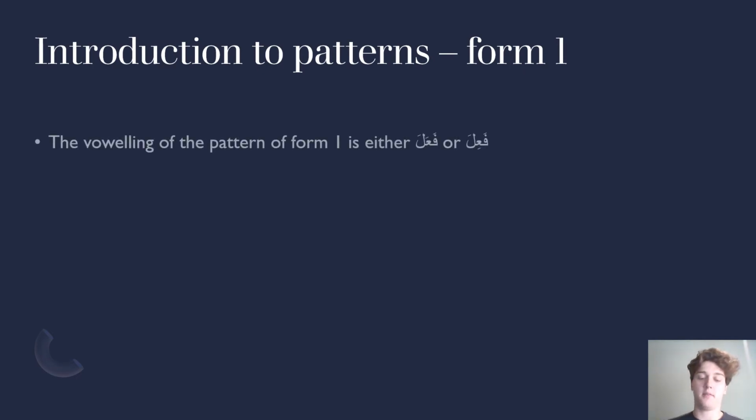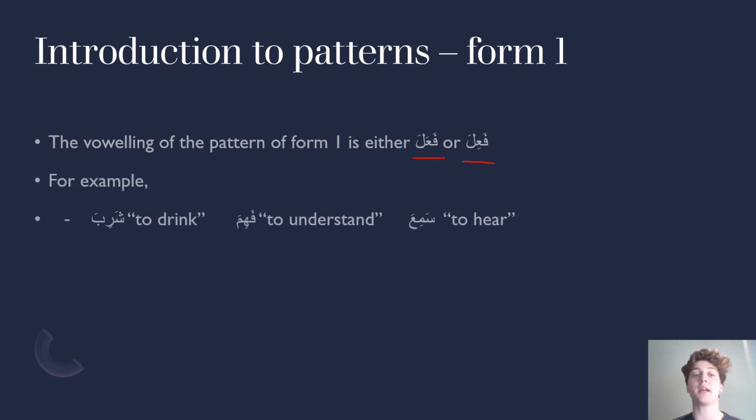Now the voweling of the pattern of form 1 in the perfect tense is either fa'ila or fa'ala. For example, you've got shariba, to drink, fahima, to understand, sami'a, to hear, kataba, to write, darasa, to study. And I suggest you learn these verbs now because they will come up very often. They're sort of the first verbs that every Arabic beginner starts with.